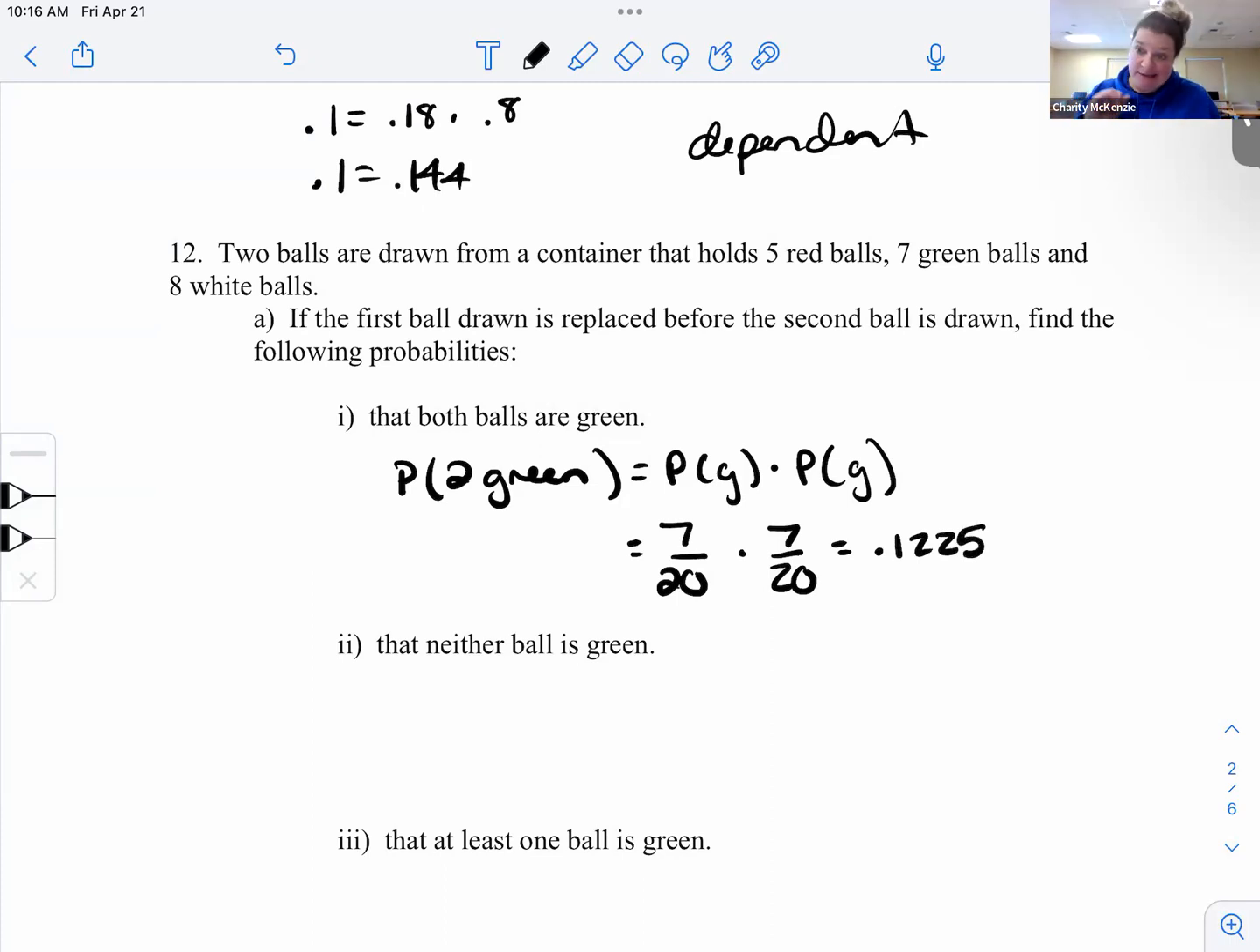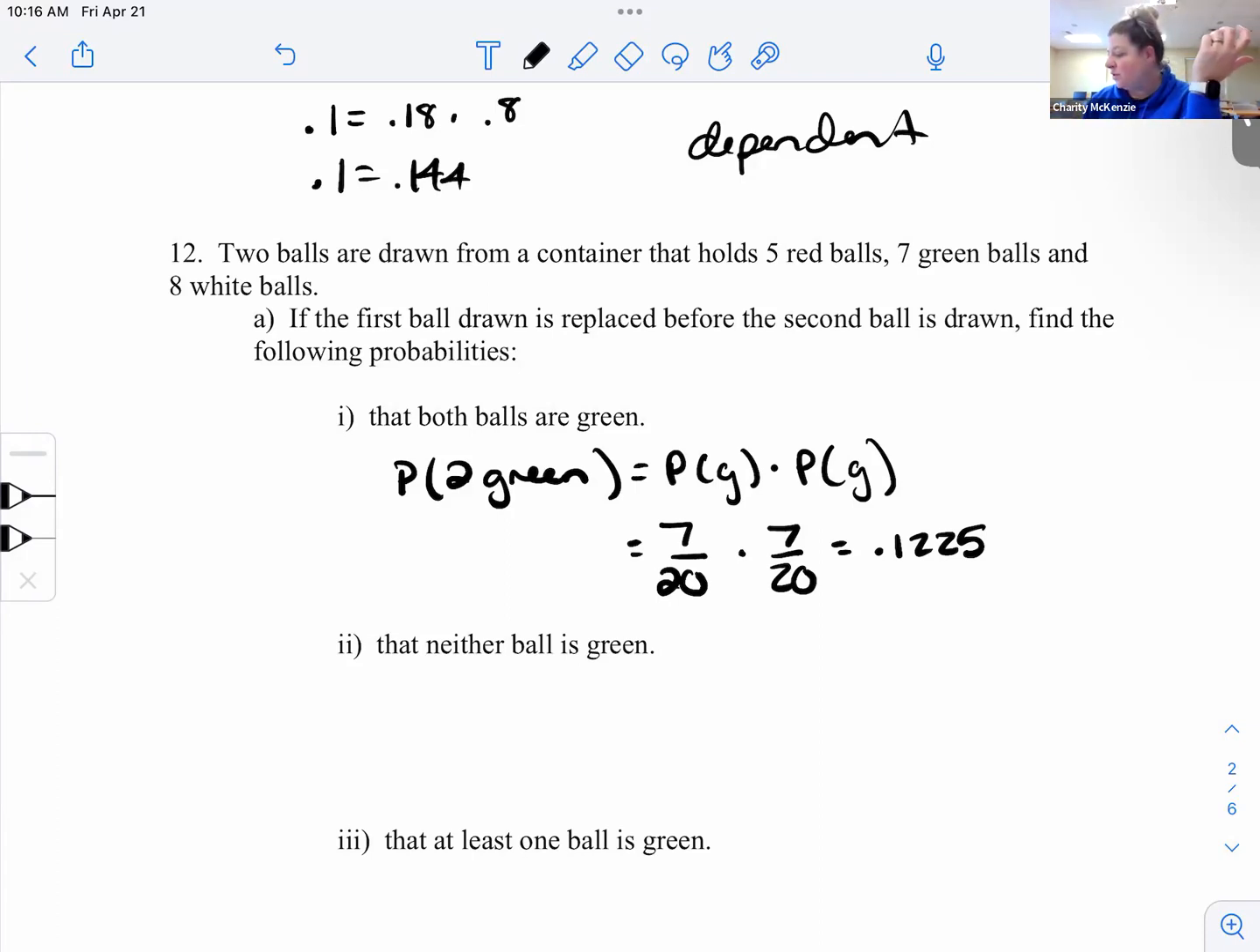I'm taking these off their keys, so hopefully they're right, because sometimes they have the wrong answers. I'm just assuming they did. So what's the probability that neither ball we reach in is green? There are a couple of ways we could do this.